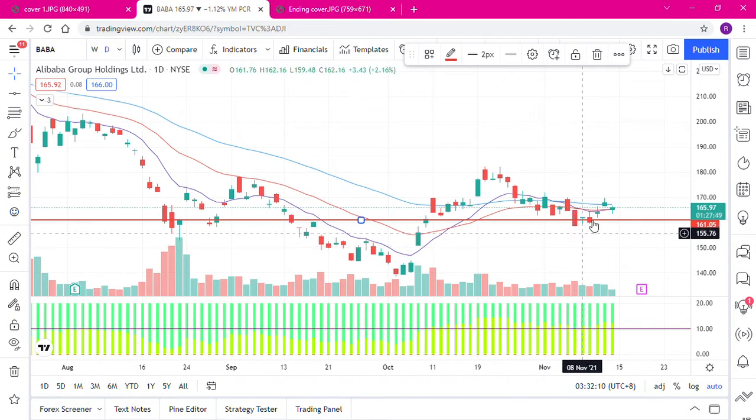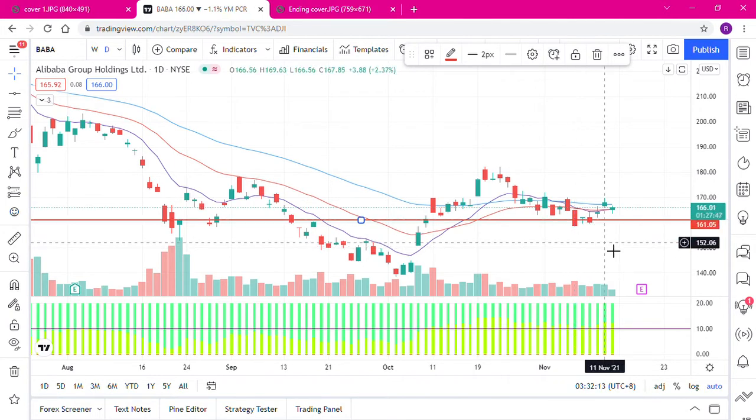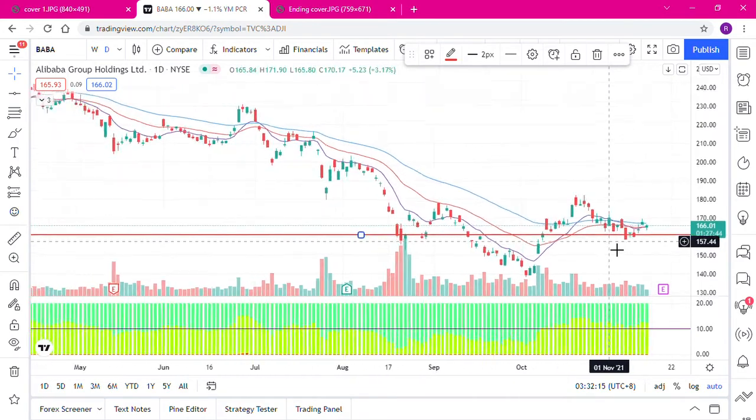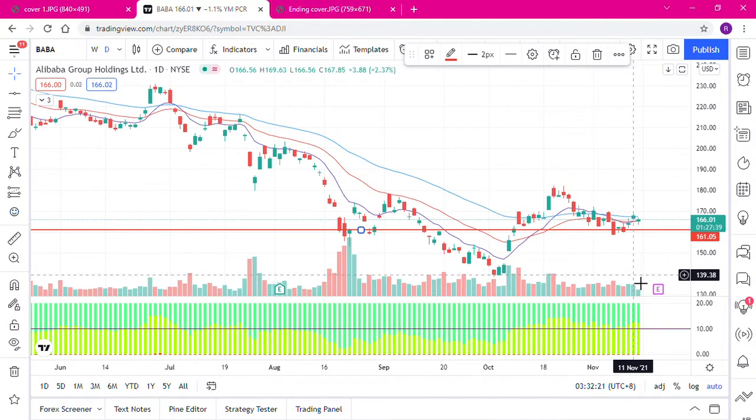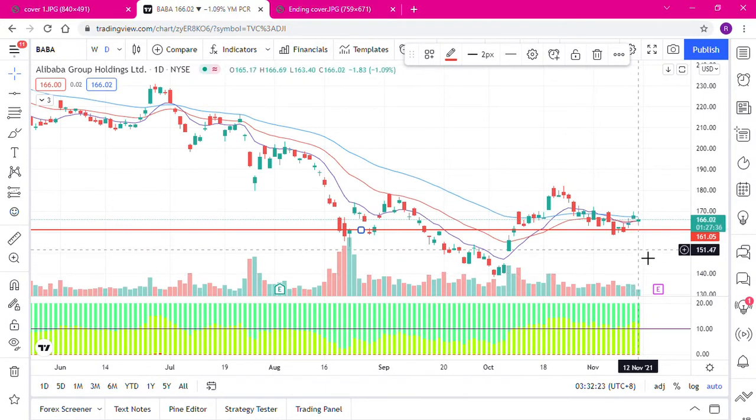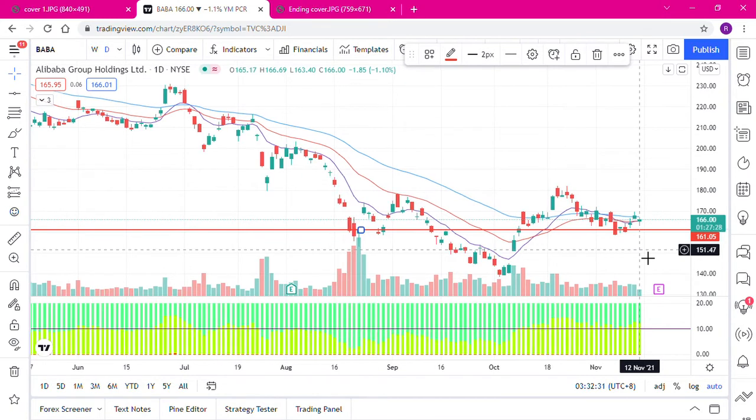If not, if it breaks the support of $160, most probably it will still go downwards to test the support of this level, which is around 139. So for me, as a trader, this is definitely not a good chart for us to trade, because we need to focus on the uptrend stock. Trade on the uptrend stock is much easier than guessing where's the bottom, where's the reversal.